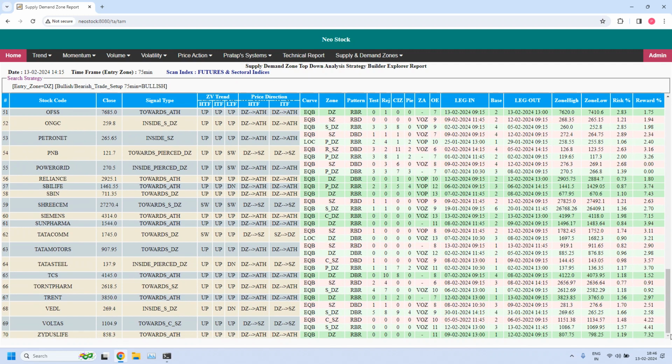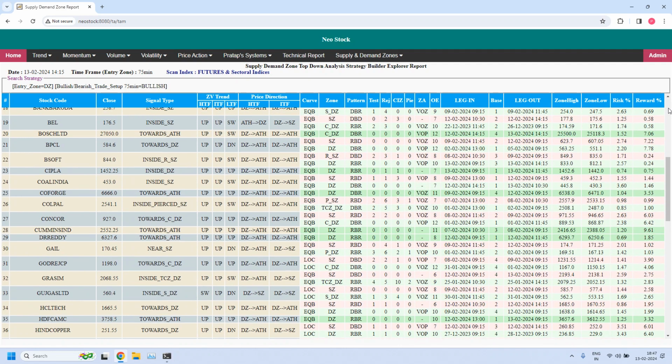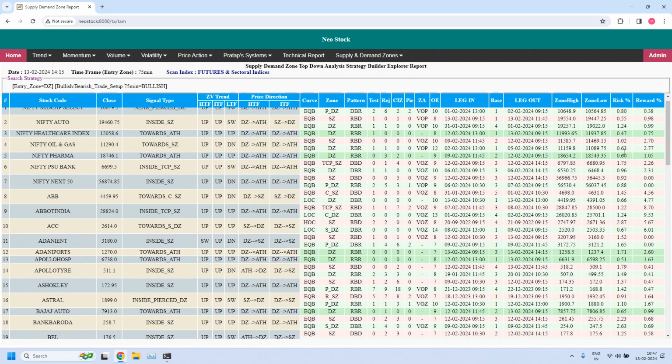See, a total of 70 stocks are filtered. Currently 70 stocks are supporting the bullish trade setup at the 75 minutes time frame. I mean, what I mean to say is weekly income trade, that is LTF is 75 minutes. So now, because the list is very big, let us apply the filters.